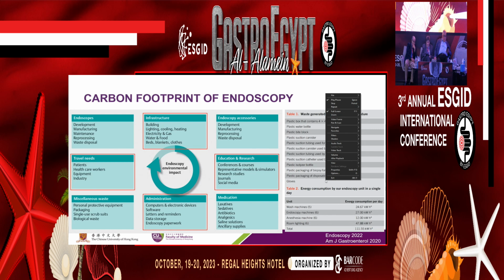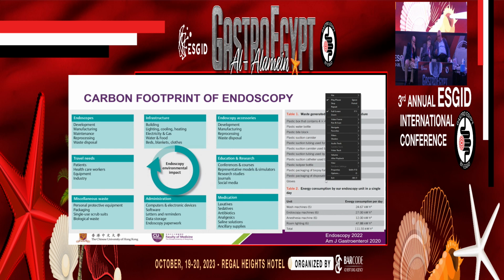If we take a closer look into each endoscopic procedure, we can see that it actually generates a lot of waste, including PPE, glove, suction catheter, packaging, and also plastic bottles.